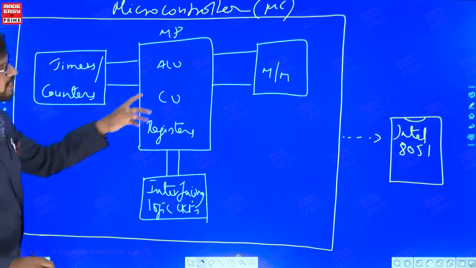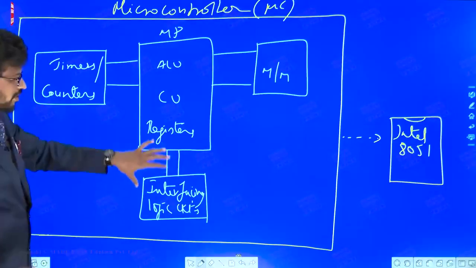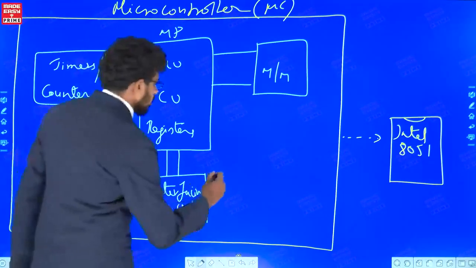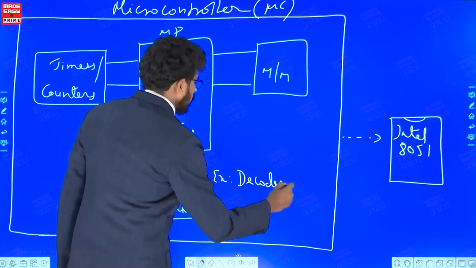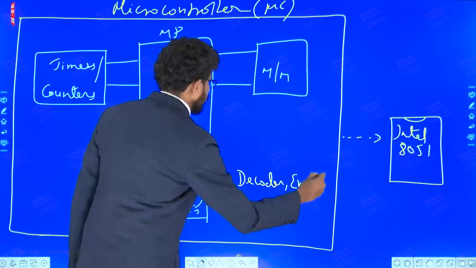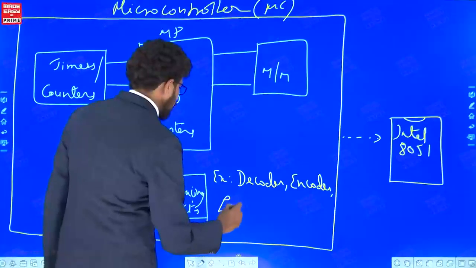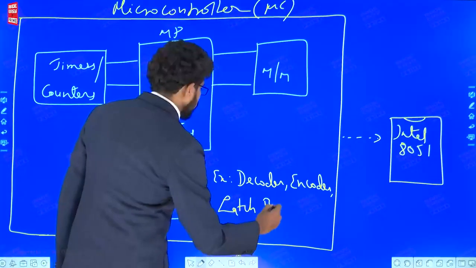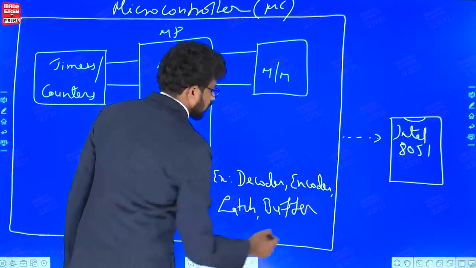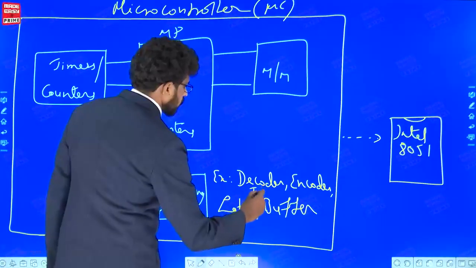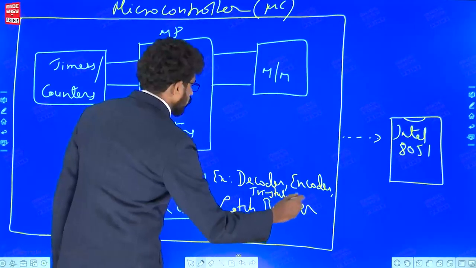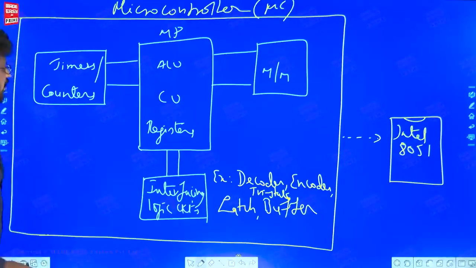Fine. So here it has built-in memory, and built-in interfacing circuits, not all, but you may have some decoder circuits, or some encoder inbuilt, or some latch, or some buffer. Many such circuits are possible, tri-state buffer, and so on. So all these things can be possible.